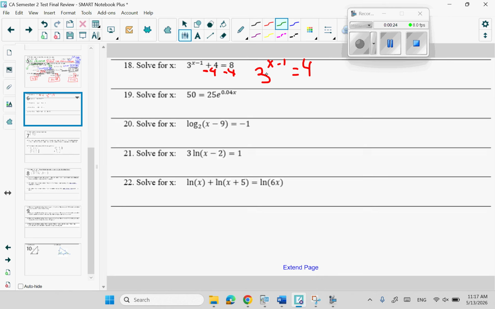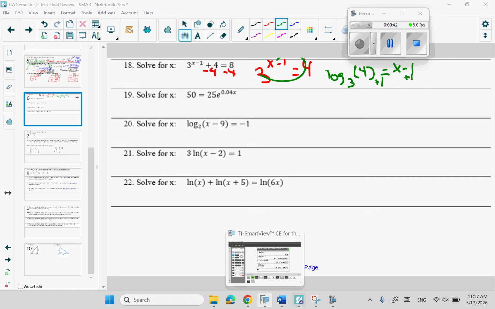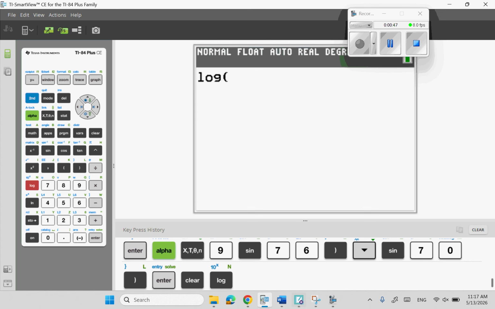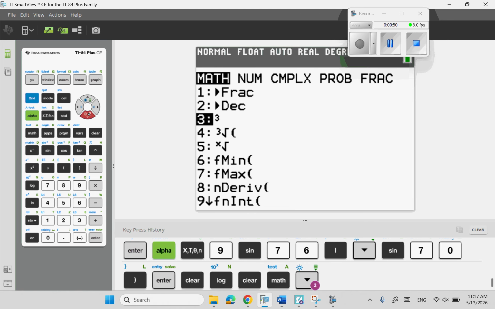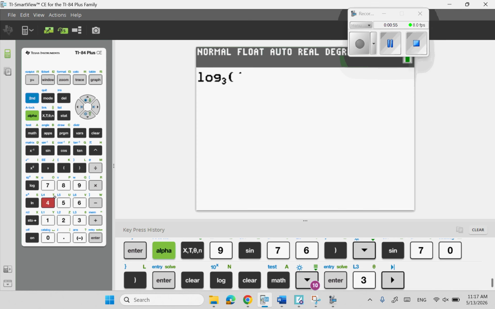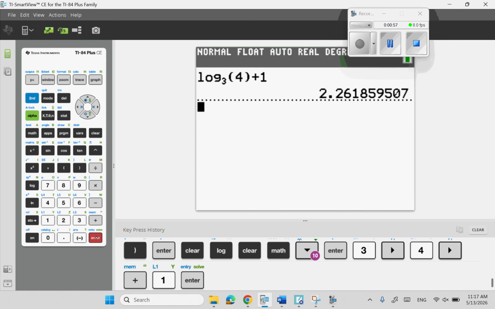And from here, because I'm trying to get rid of this base number, I'm going to spiral it with a logarithm. So I would get log base 3 of 4 equals x minus 1. Of course, I can just add 1, and I can type this whole expression right into my calculator. So remember, if I press the log button, I can't change the index number, so I'm going to go to math, down to A, log base 3 of 4 plus 1. And I would get about 2.26.